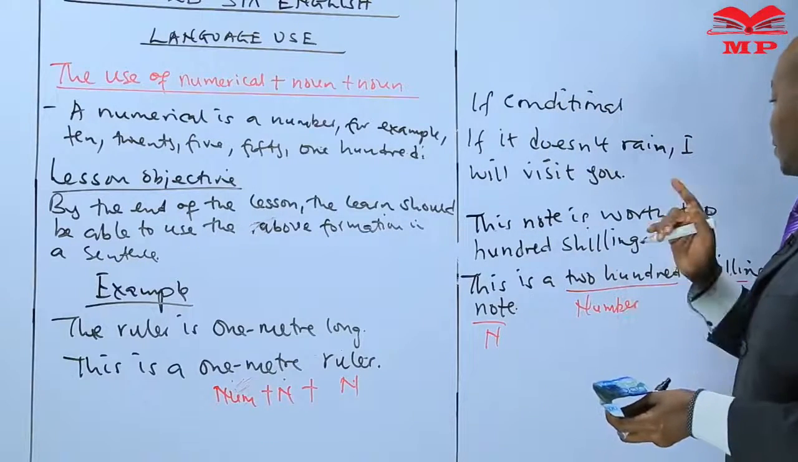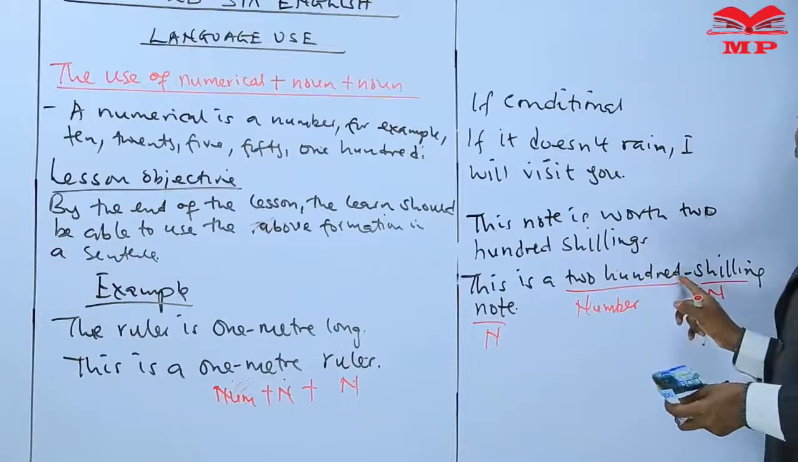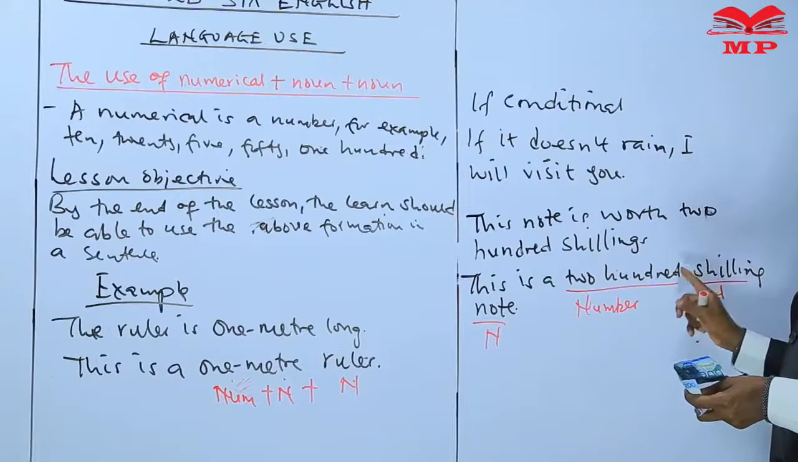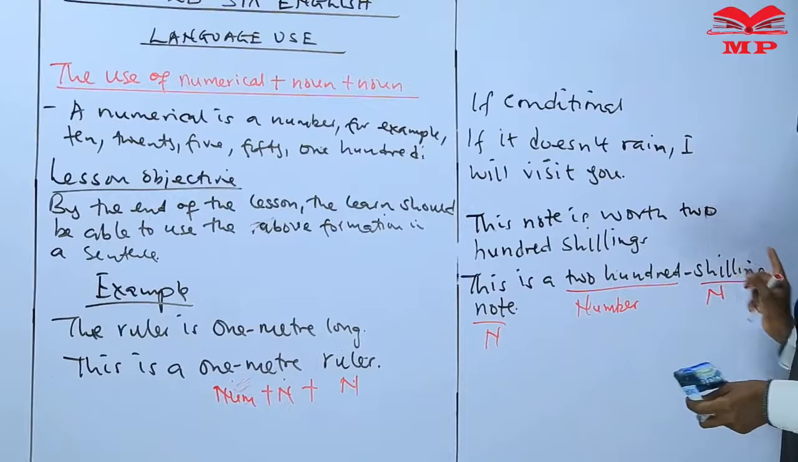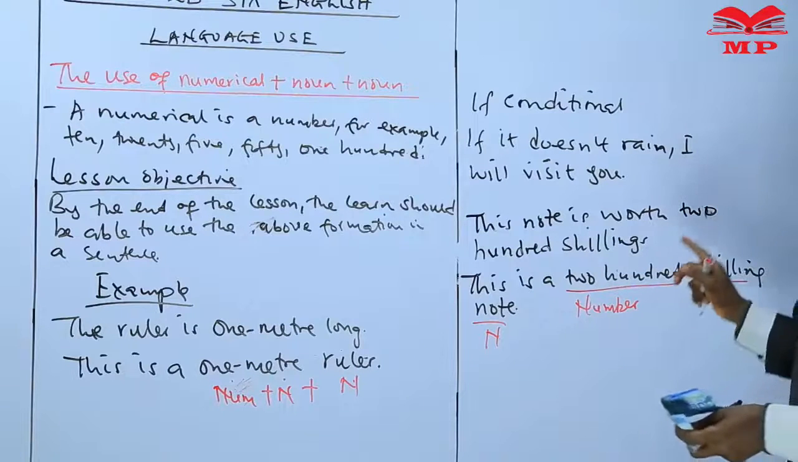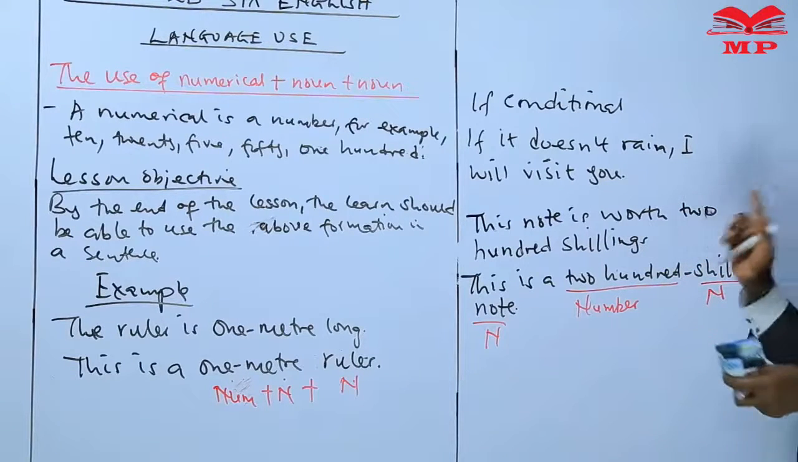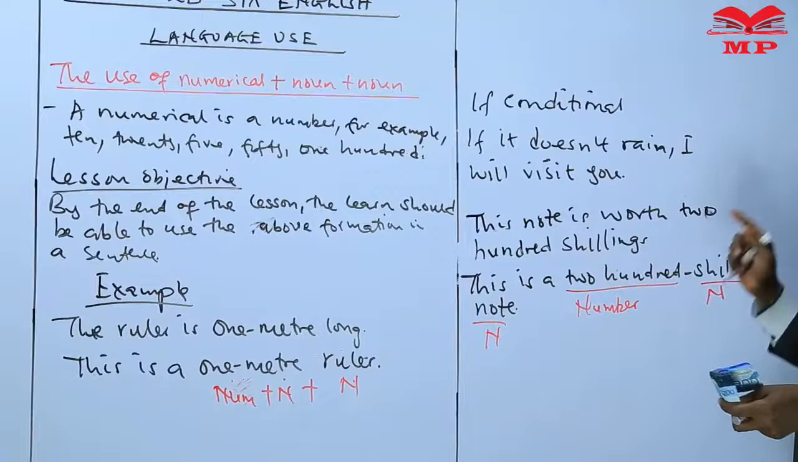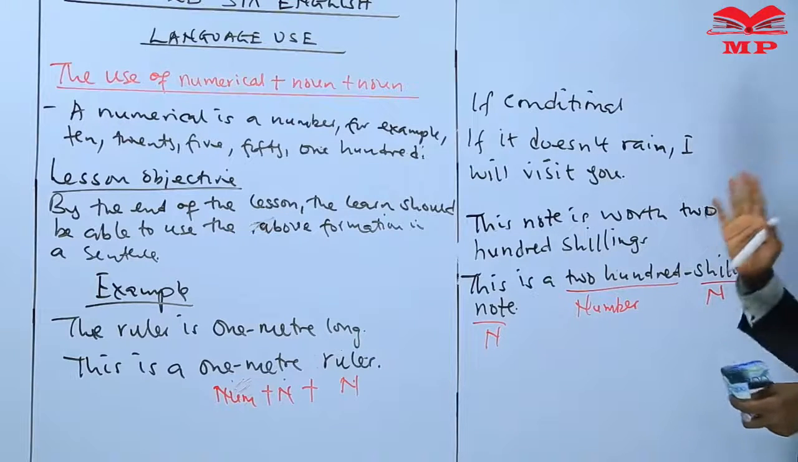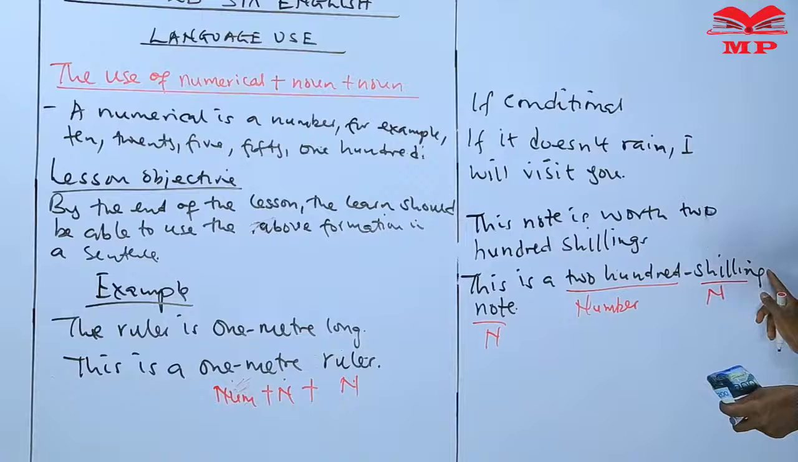Please note, we don't say 200 shillings. No, we say 200 shilling. It's wrong to say 200 shillings note. When you have two nouns, we don't add an S here. We say 200 shilling note.